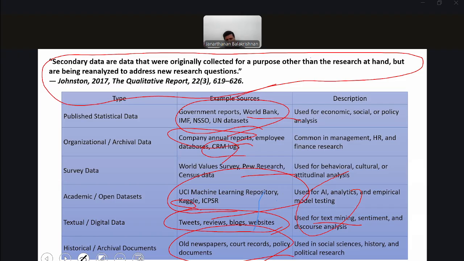There is one index called the Hofstede index. People from the HR domain and organizational behavior domain may know about the Hofstede index. So the Hofstede index is a very good source of secondary data. A lot of comparisons can be done. The 5 dimensions of Hofstede can be used also. So these are some of the sources that you can get. Don't underestimate it. Use that as much as possible.